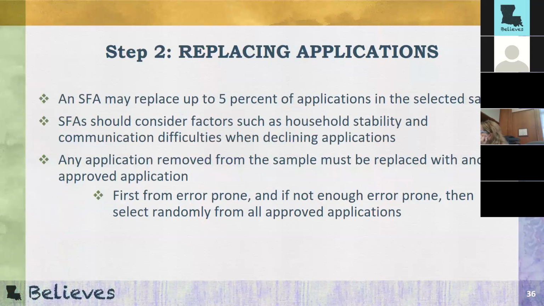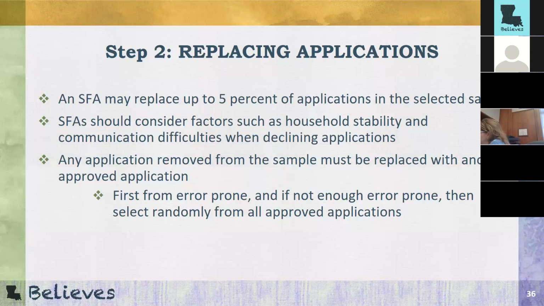After completing the confirmation review, the LEA may, on a case-by-case basis, replace up to 5% of the applications selected. Applications may be replaced when the LEA believes the household would be unable to satisfactorily respond to the verification request. If 5% of total applications in the LEA results in less than one application total, one application may still be replaced. All results of the 5% calculation are rounded up to the next whole number.